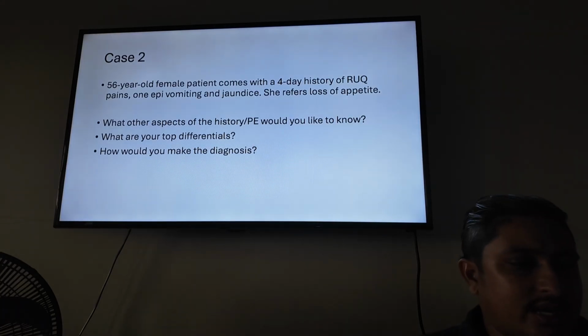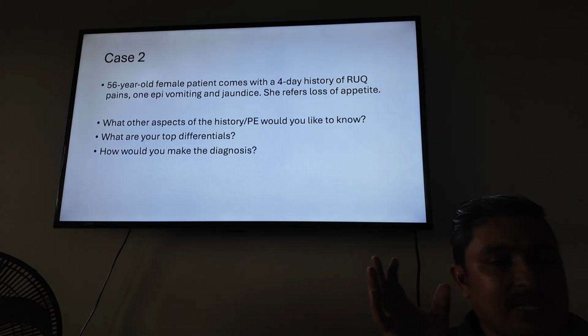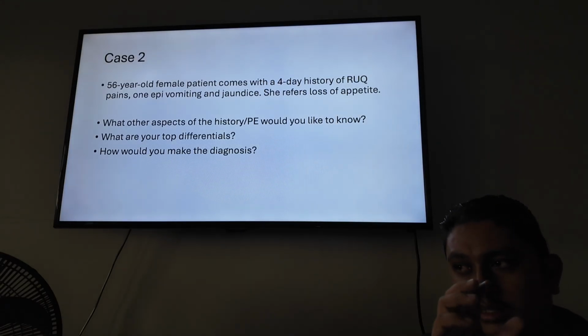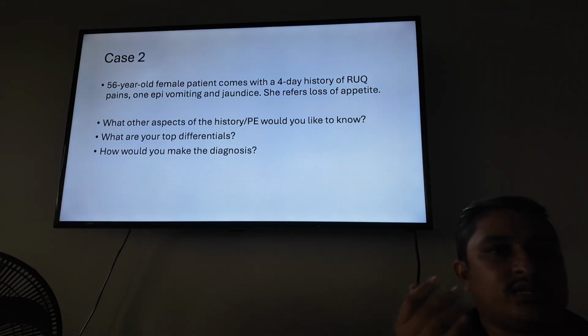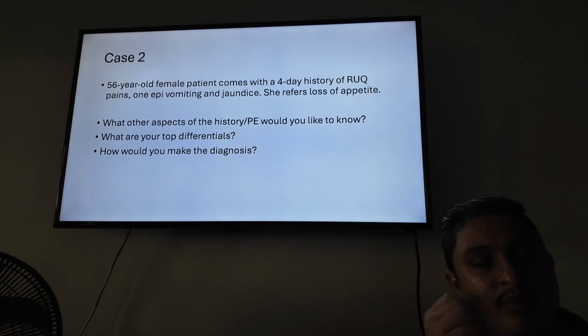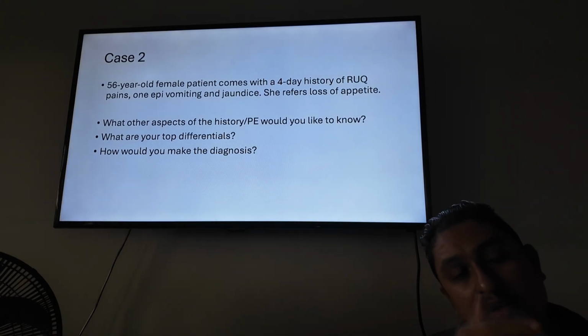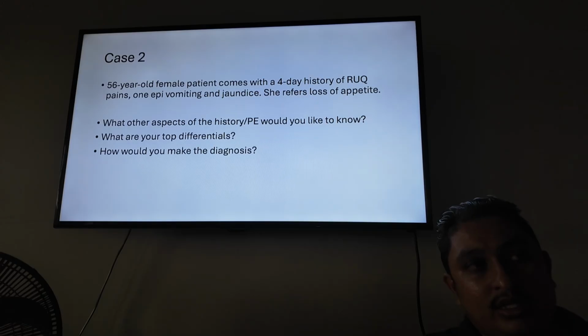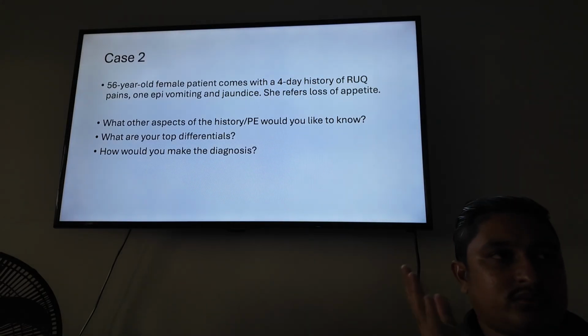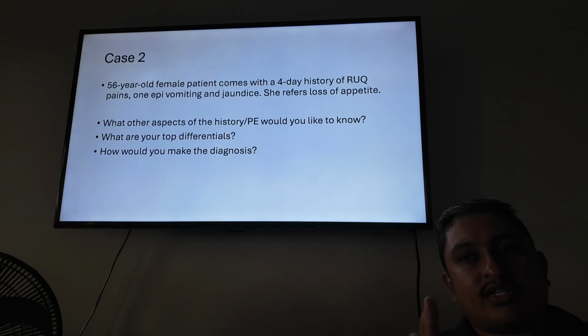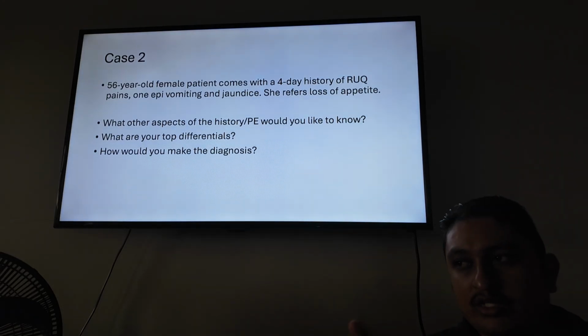A stone. As a matter of fact, the stone in the common bile duct should be the top differential, right? 56-year-old woman, many pregnancies before, right? I probably should have given you the BMI. The patient is mildly overweight, so those are all the descriptive factors for somebody developing gallstones, right?